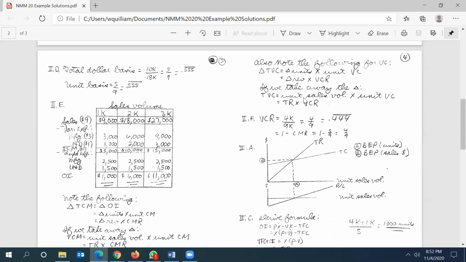Then finally, if we take away the change, total variable cost equals unit sales volume times unit variable cost. We already know that. And also equals total revenue times the variable cost ratio. So I'll let you double check those later if you'd like.